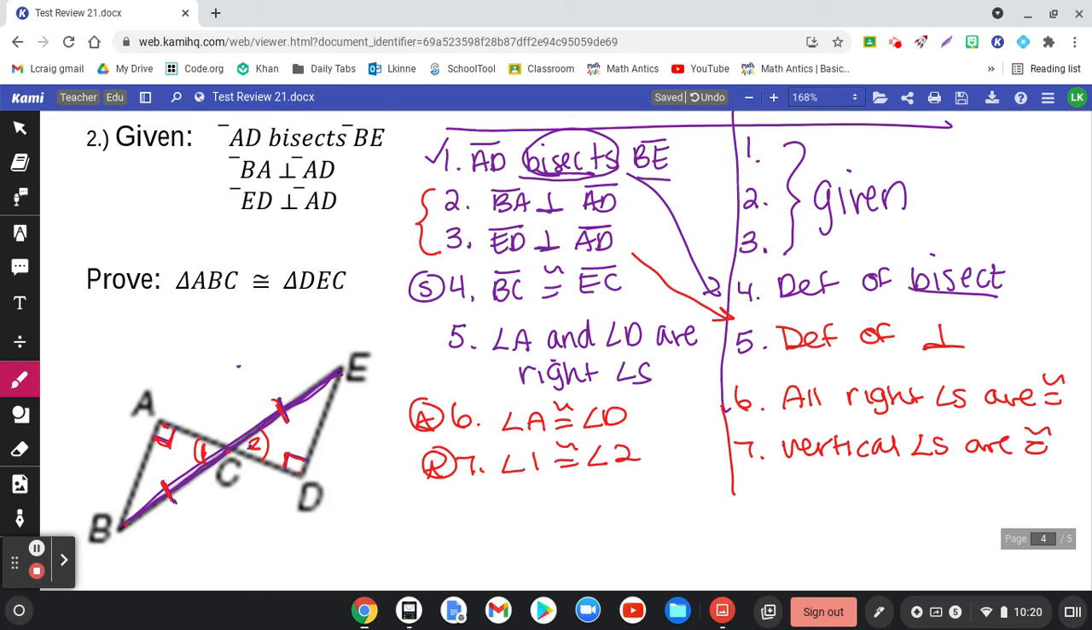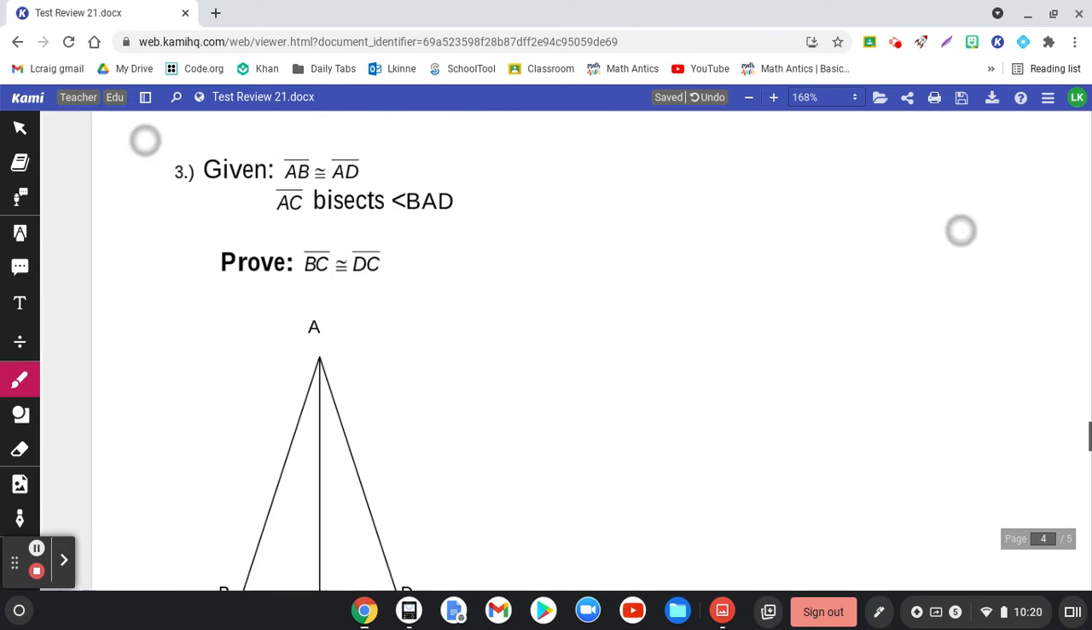So if you look at the order now, why are the two triangles congruent? By angle, angle, side. So triangle ABC is congruent to triangle DEC by angle, angle, side. All right, last example.